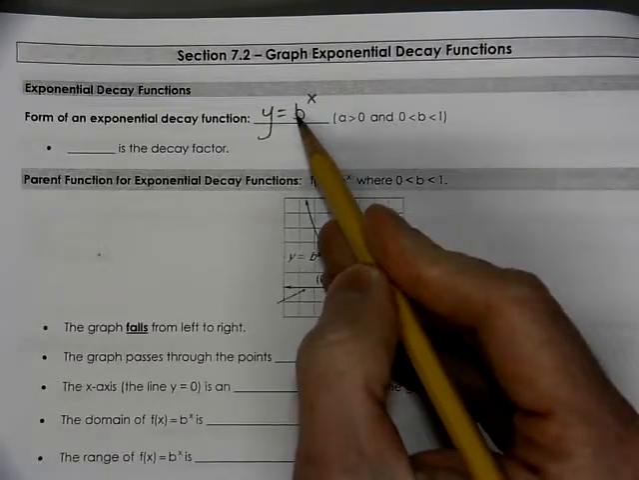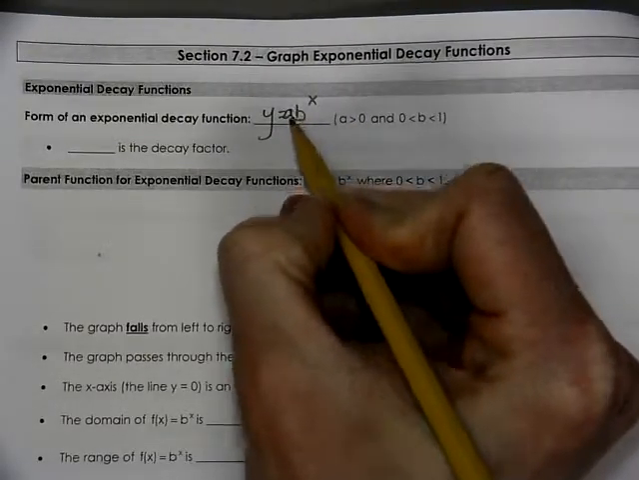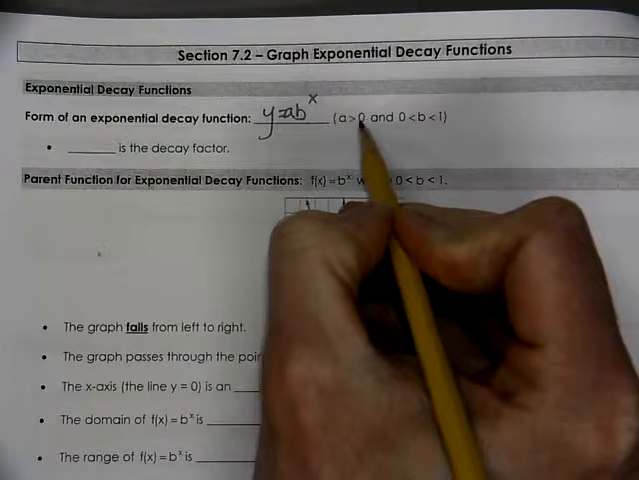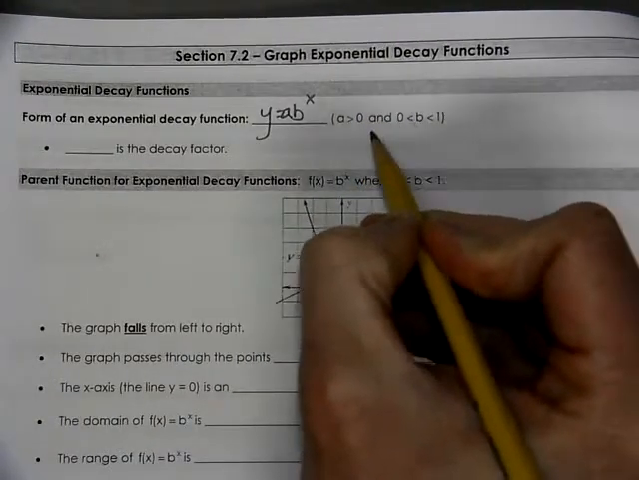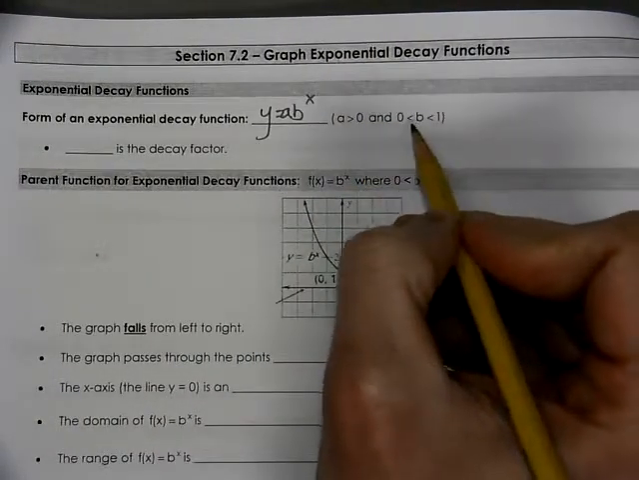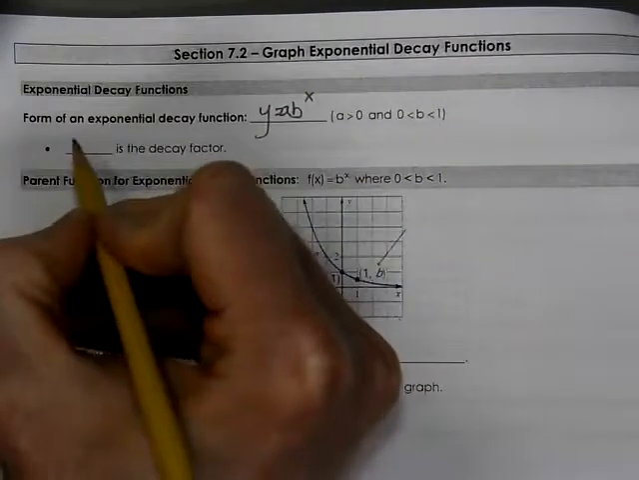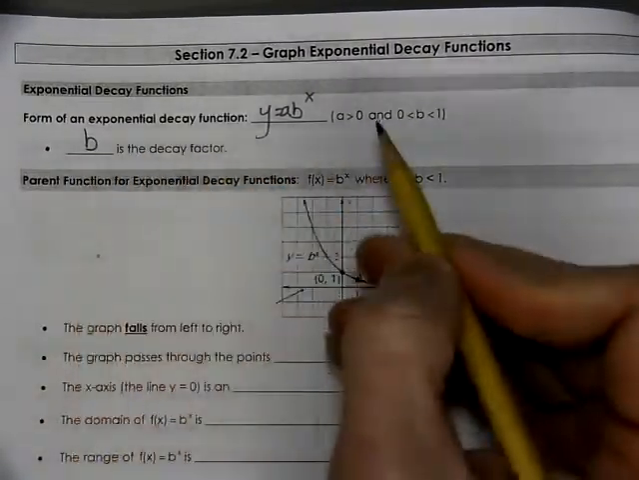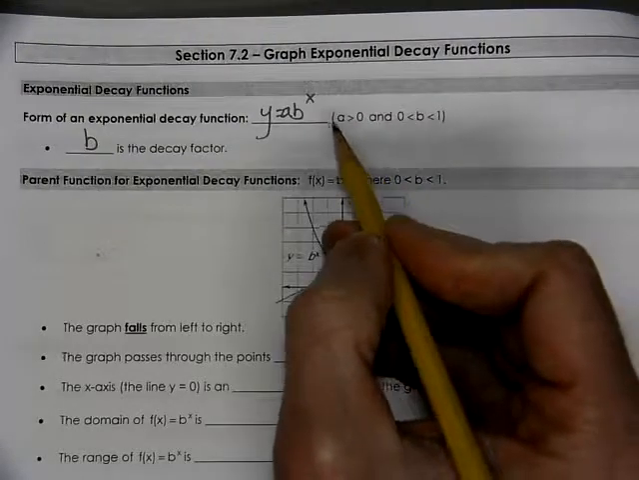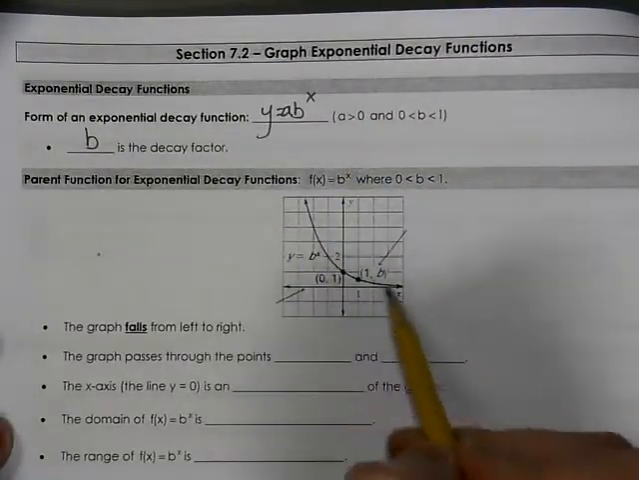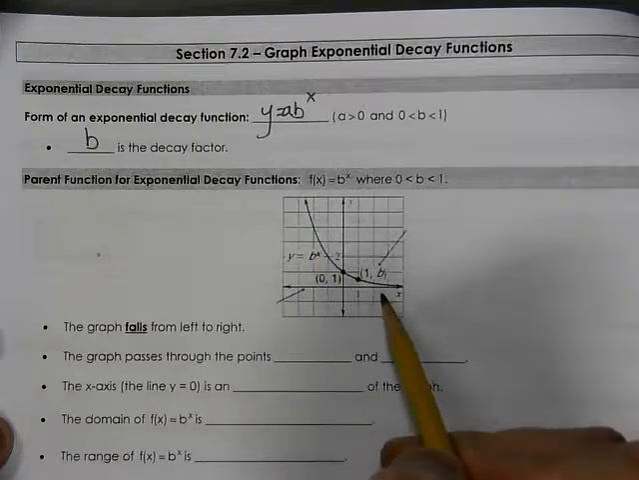We have our b value. Often we talk about an a that sits out in front. It's got to be greater than 0, but the b value is different for these decay functions. It has to be between 0 and 1. The b value is considered the decay factor. So we look here at what a graph would look like.